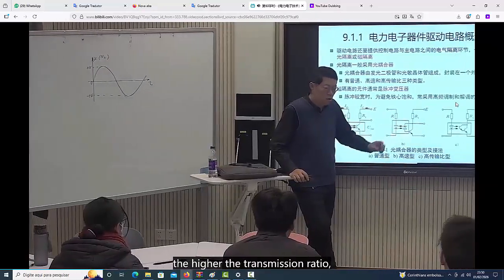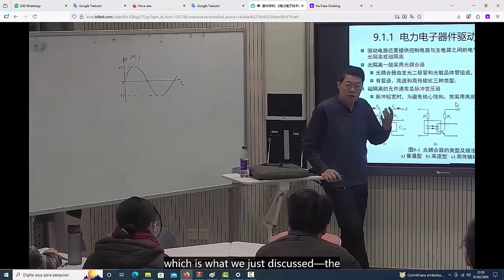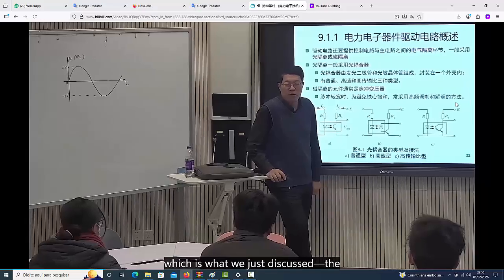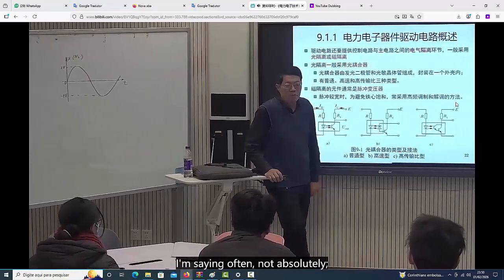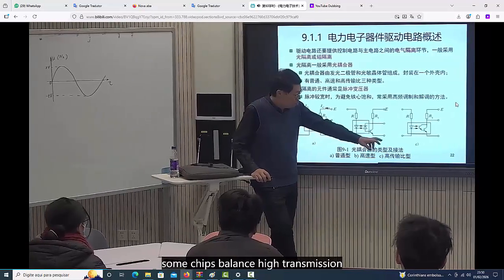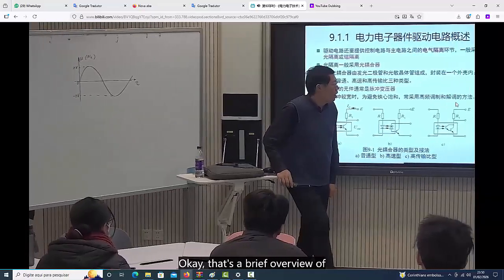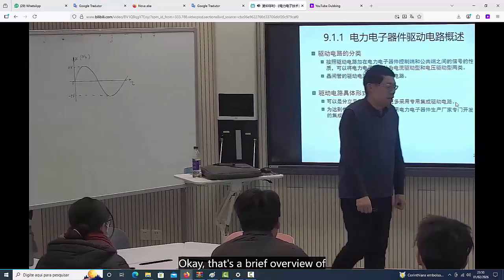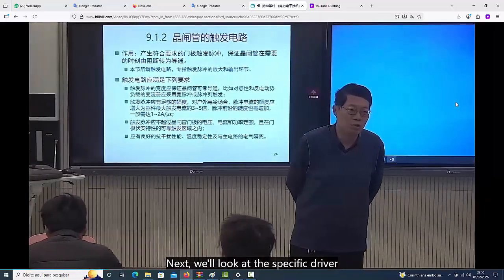Often, the higher the transmission ratio, the lower the speed, which is what we just discussed, the transmission delay. I'm saying often, not absolutely. Some chips balance high transmission ratio and high transmission speed. Okay, that's a brief overview of optocouplers. Next, we'll look at the specific driver circuit.